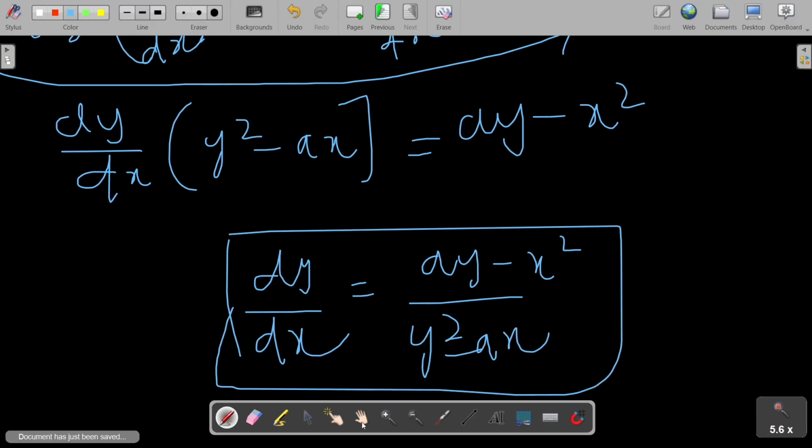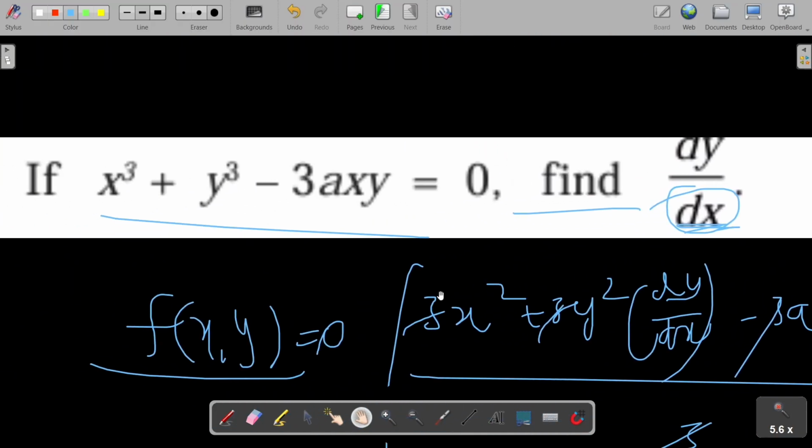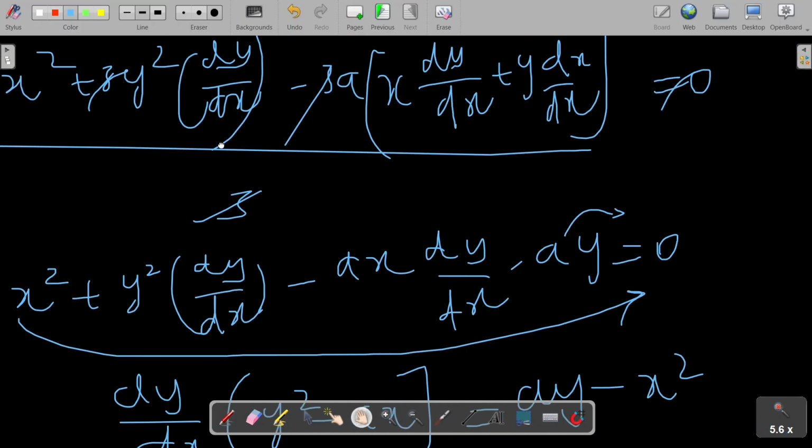So this is the solution for this problem: ay minus x squared by y squared minus ax. Yeah, this is the solution for this problem.